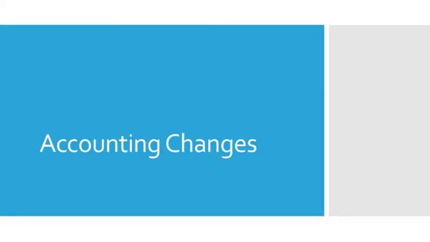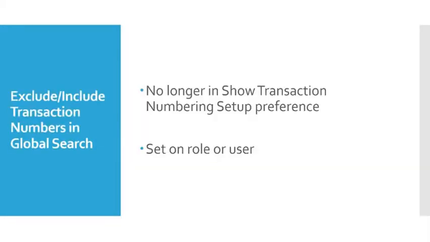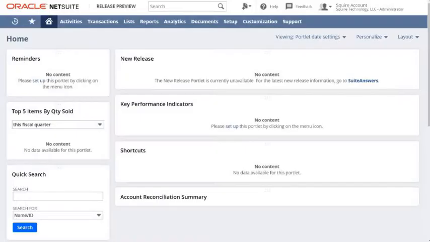Let's move on to some accounting changes in NetSuite. As part of the 2019.1 update, NetSuite defaulted to hiding transaction numbers and global search, resulting in some transactions not being visible. That feature is still in effect. However, the setting is no longer changed in the Show Transaction Number setup preference. Rather, it is set on the role level and can also be set on the user level.